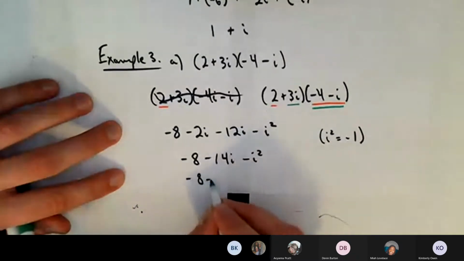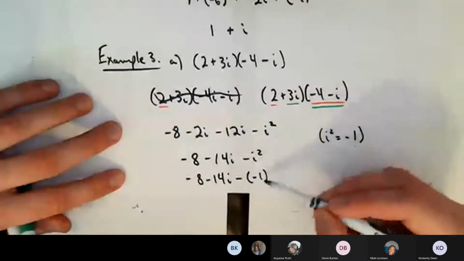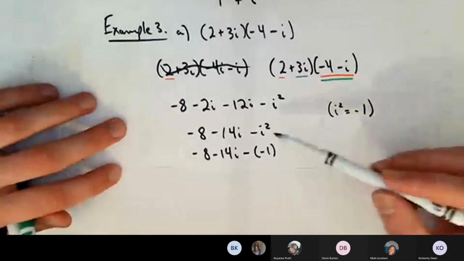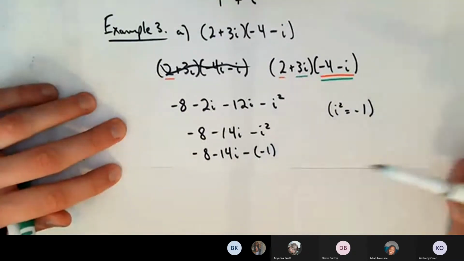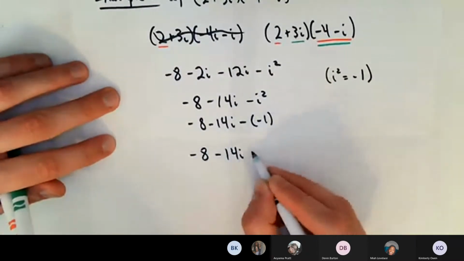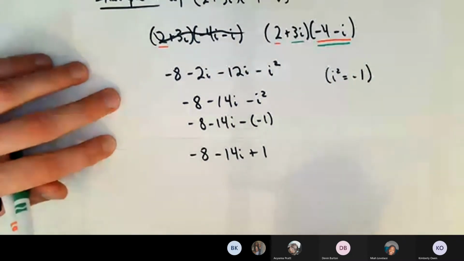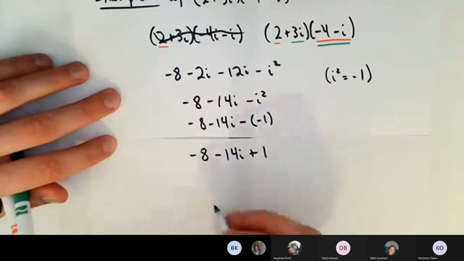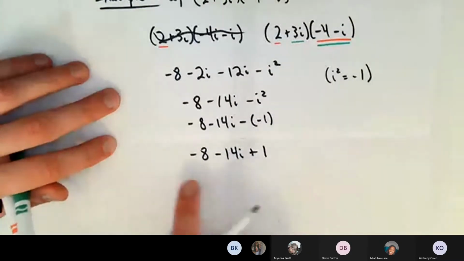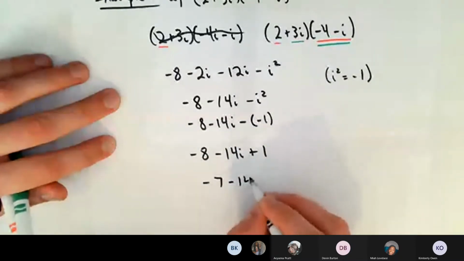So I've got negative 8 minus 14i minus negative 1, just replacing i squared with negative 1 there. It's doing exactly what I wrote over here. If i squared is negative 1, here we go. So I'm going to have negative 8 minus 14i plus 1 here, because I subtracted an i squared, and i squared is negative 1, so it turns into a plus 1. Negative 8 plus 1, those are like terms now, right? They're far away from each other, but those are like terms. And negative 8 and a positive 1 is going to give me a negative 7.